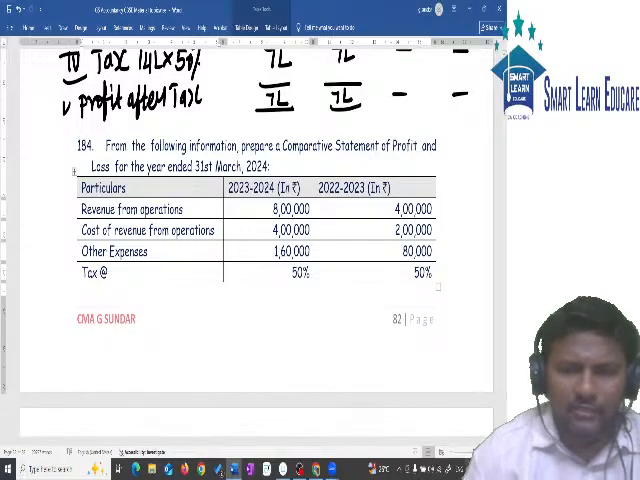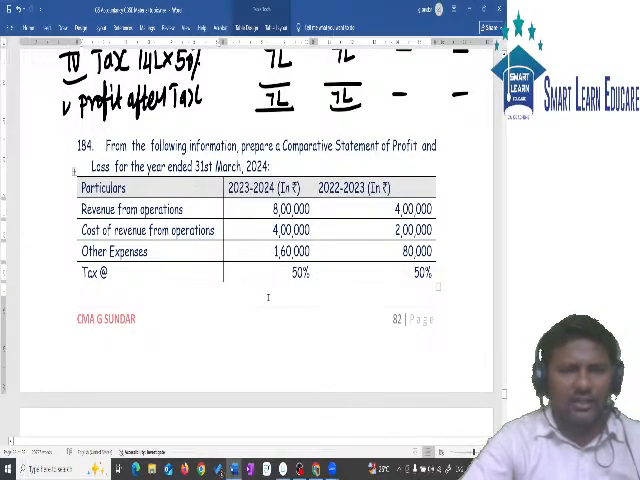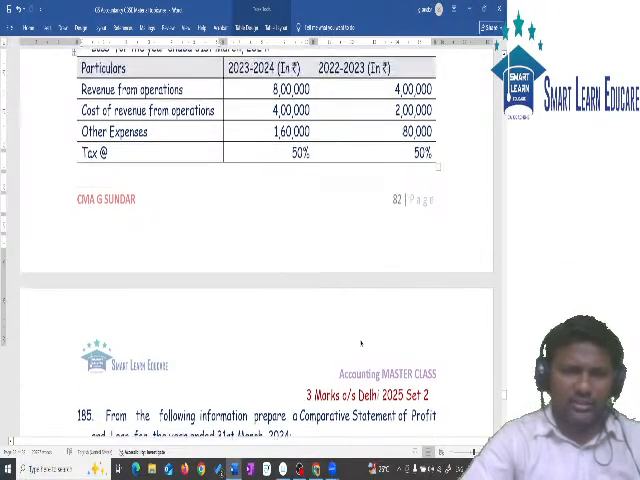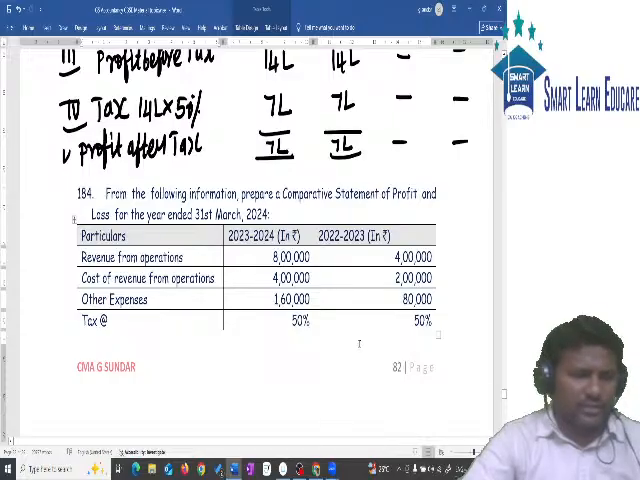So by 31st we will be completing our class. We started on 11th, and on 31st we plan to complete the classes. If required, on Saturday or Sunday I will take some extra class, but I don't think it is required. Still we have only a few segments: comparative, common size, and ratio, and financial statement. Financial statement is a very easy part.